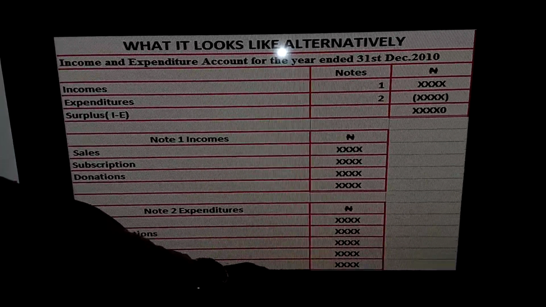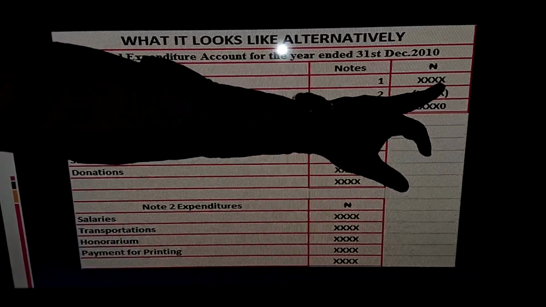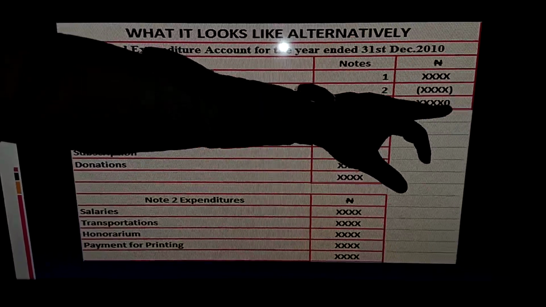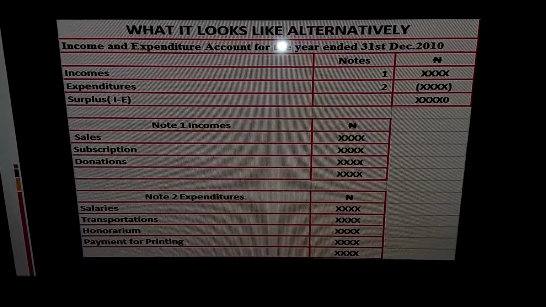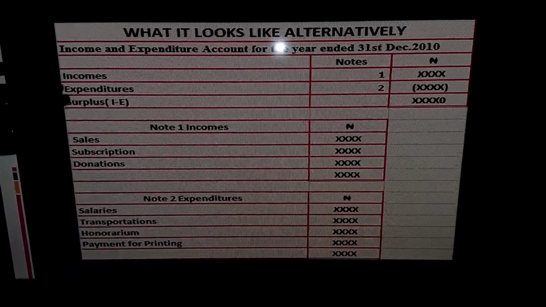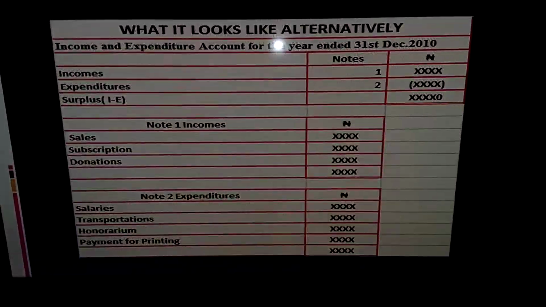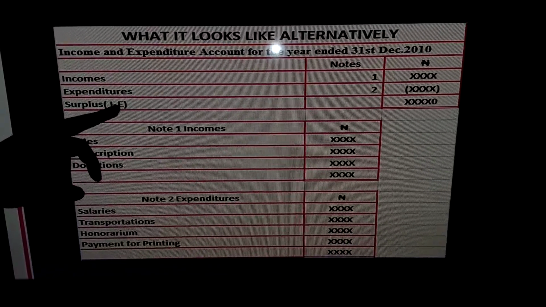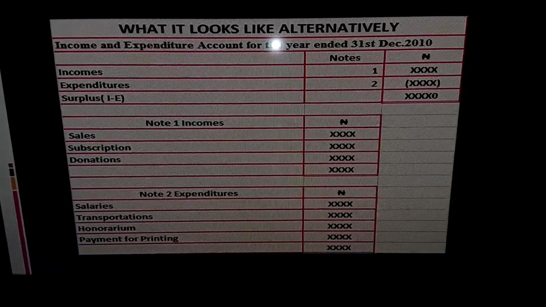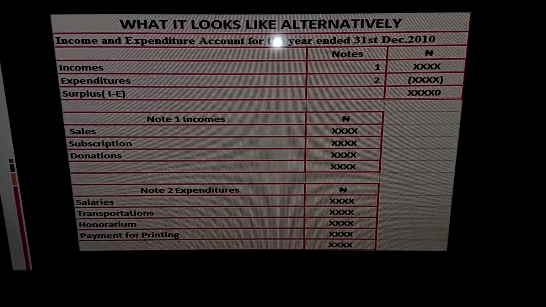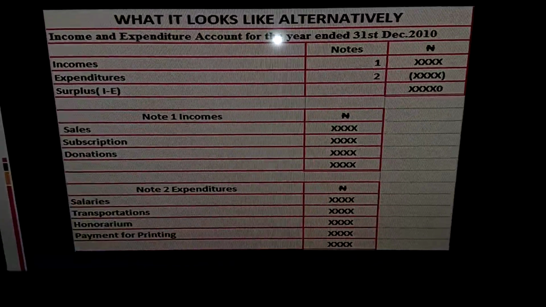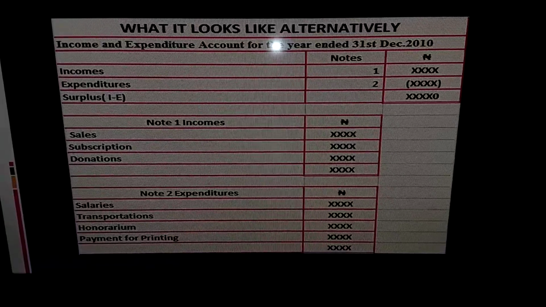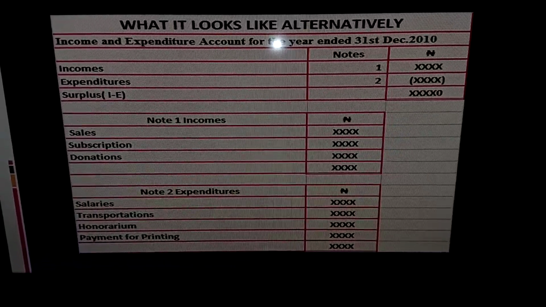When you add all up, you have your expenditure here. So you minus your expenditure from your income to either get a surplus or deficit. In this illustration, or in this format, we have more income than expenditure. So surplus is I minus E. I is the income, E is the expenditure. Basically, you're trying to compare your income here with your expenditure. Your note is what is showing what makes up your income and what makes up your expenditure.